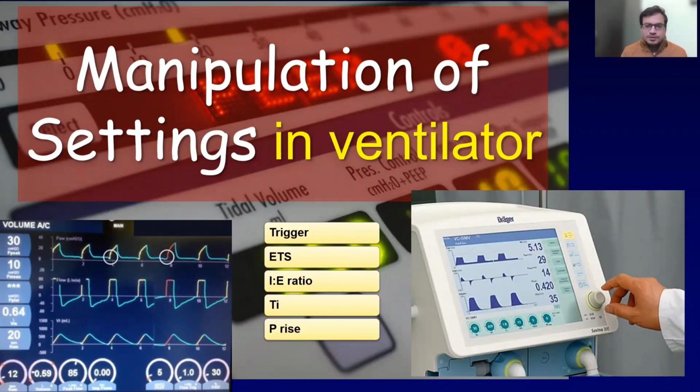Hi friends, if you are new to ventilator and want to understand the meaning of various variables and how we should practically use them, this video is for you. We will learn a few important variables such as trigger, ETS, I ratio, TI and PRIS in this video. And we will understand how to manipulate these settings, these variables.